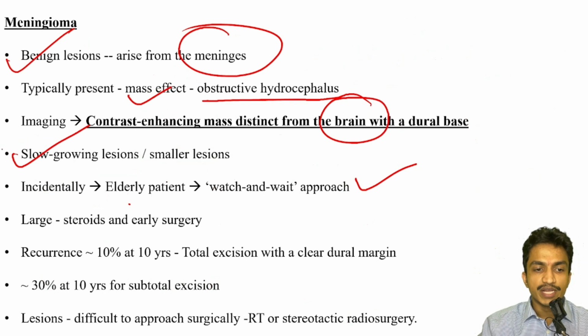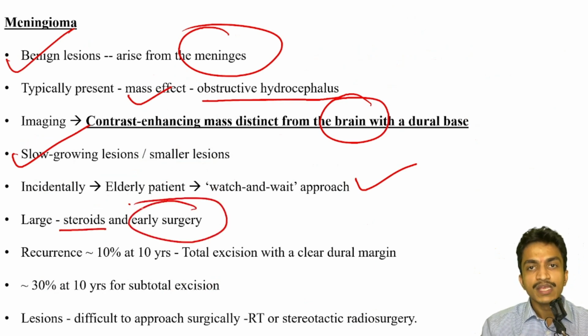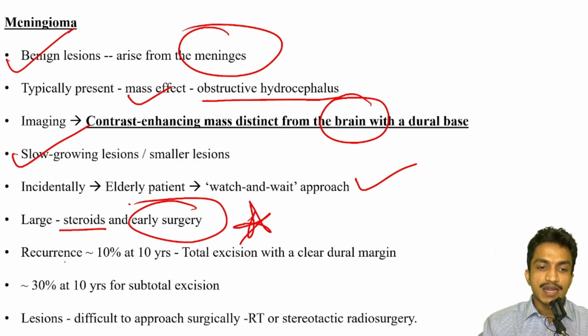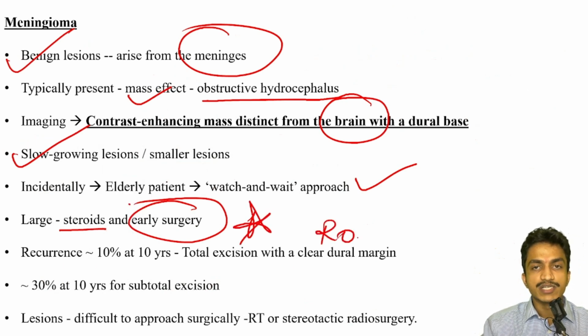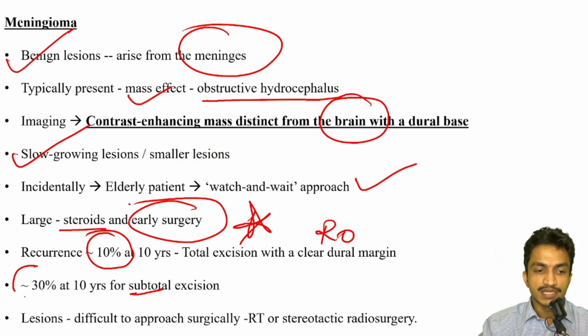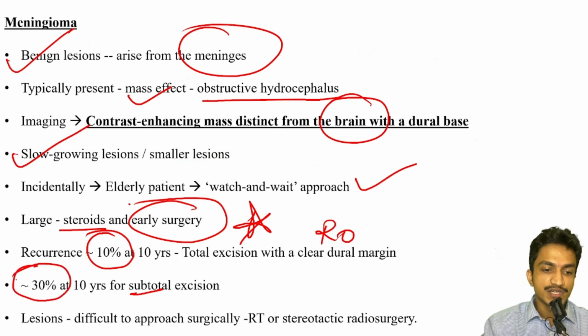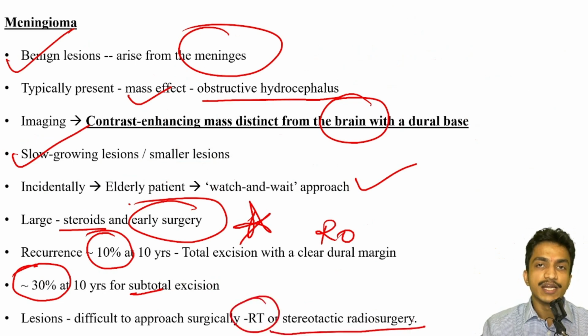In large ones, we give steroids to reduce the edema and plan for surgery. Important point to understand is regarding the recurrence. So usually if we have done a proper R0 resection, we can achieve a recurrence rate of only 10%. If we have done a subtotal resection, the recurrence rate increases up to 30%. And lesions which are not resectable, we give radiotherapy or stereotactic radiosurgery.